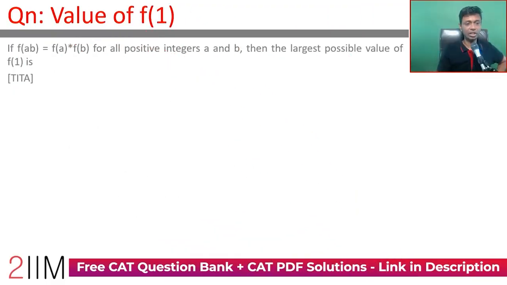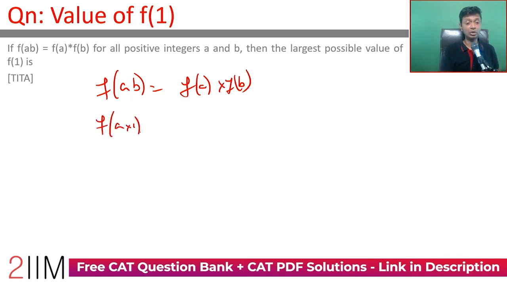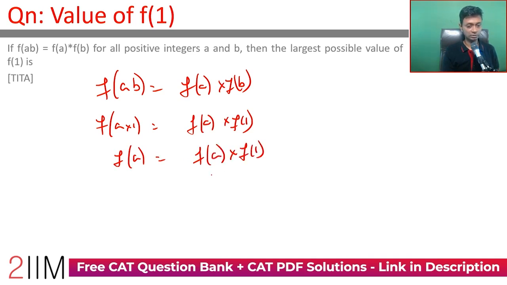f of a comma b is f of a into f of b for all positive integers a and b. Then the largest possible value of f of 1. See, f of a into b is f of a into f of b. I'm going to put b as 1. f of a into 1 is f of a into f of 1. Or f of a is f of a into f of 1. Or f of a into f of 1 minus 1 is 0.